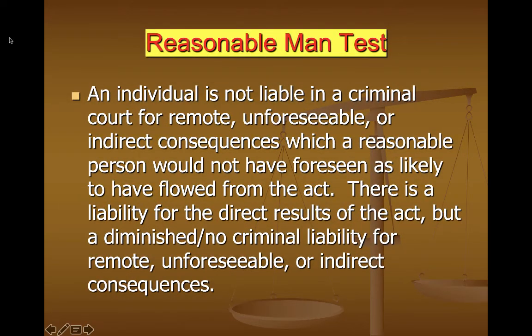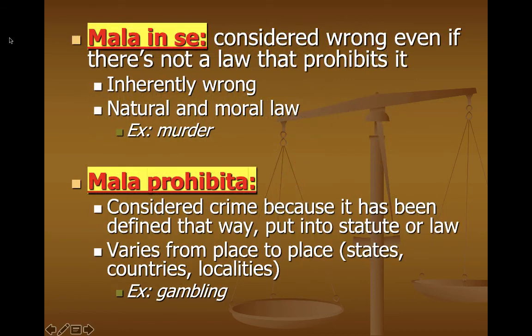And then we're going back to the reasonable man test. An individual is not liable in a criminal court for remote, unforeseeable, or indirect consequences which a reasonable person would not have foreseen as likely to have followed from the act. There is liability for the direct results of the act, but no criminal liability for remote, unforeseeable, or indirect consequences.